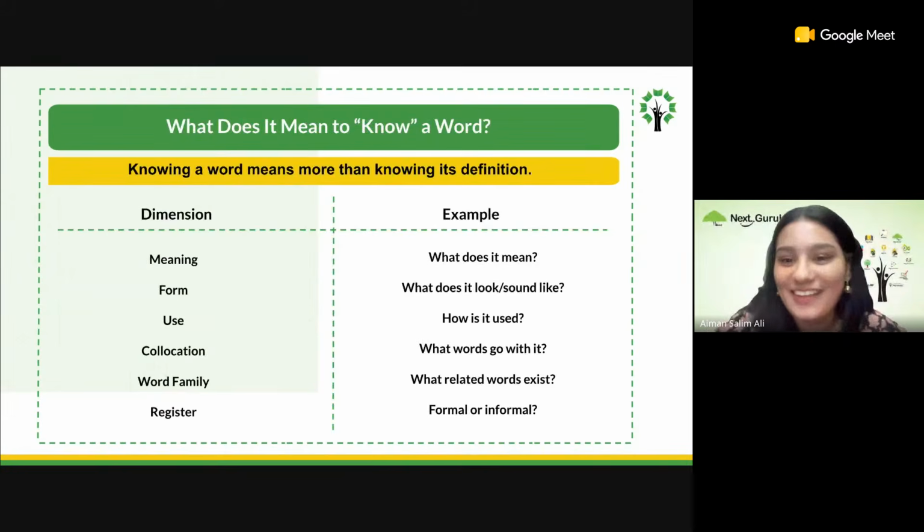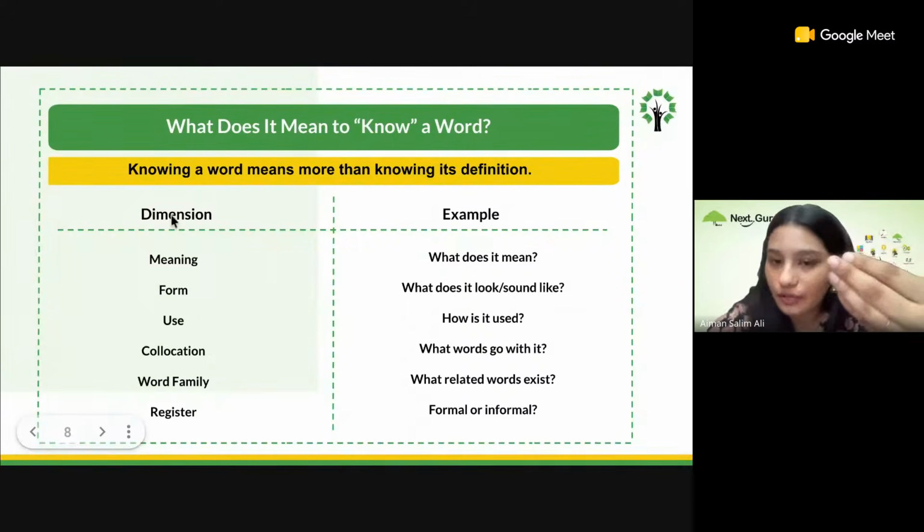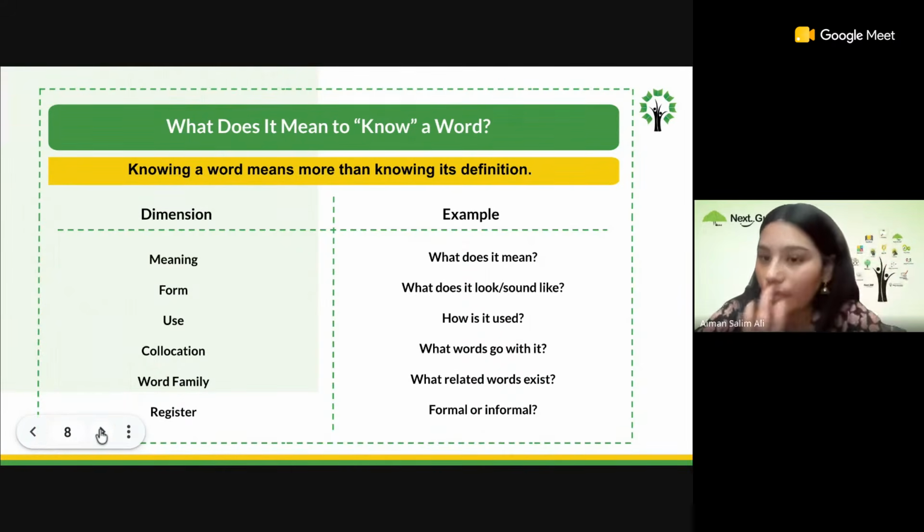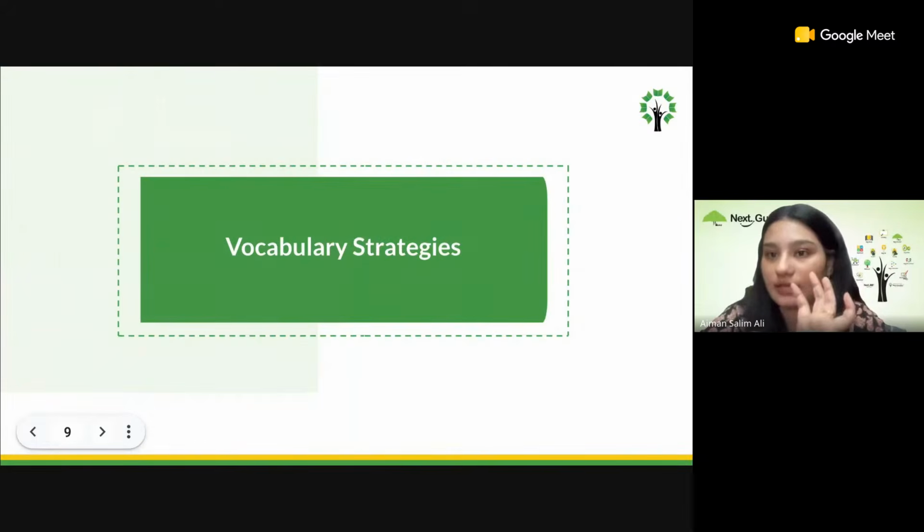Okay. So what does it really mean to know a word? Knowing a word means more than knowing its definition. So what are the different dimensions? They have to know its meaning, form, use, collocation, word family, and they have to register the kind of word that it is. We are going to talk more about this in the coming slides, when I tell you the different tools that are there and how these connect.